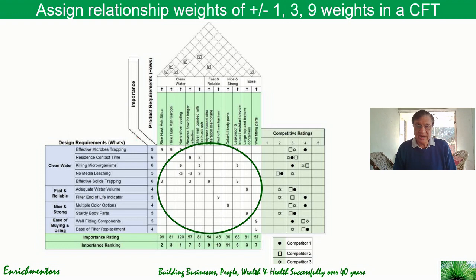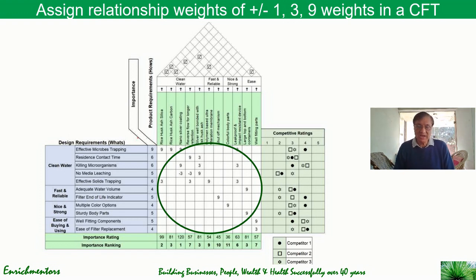Once we have done that, we get on to assigning the relationship weights in the center room, in which we could use the number of times a product requirement has come up in affecting or determining the design requirements. So the number of times the product requirement has appeared in the design requirements, we could use that as a parameter, and we do it on a scale of 1, 3 and 9, plus or minus. If it's positively correlated, we put 1, 3 and 9. If it is negatively correlated, minus 1, minus 3 and minus 9. So we populate the relationship weights.